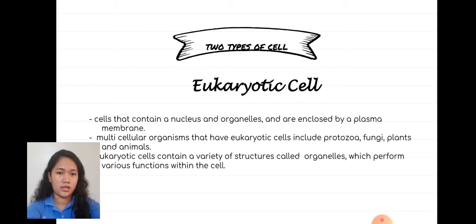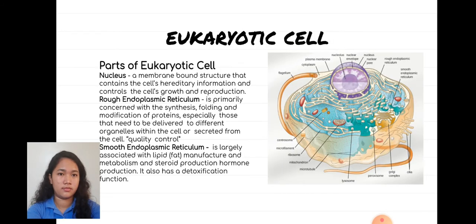So first, let us talk about eukaryotic cells. These are cells that contain a nucleus and organelles and are enclosed by a plasma membrane. Multicellular organisms that have eukaryotic cells include protozoa, fungi, plants, and animals. Eukaryotic cells contain a variety of structures called organelles, which perform various functions within the cell.